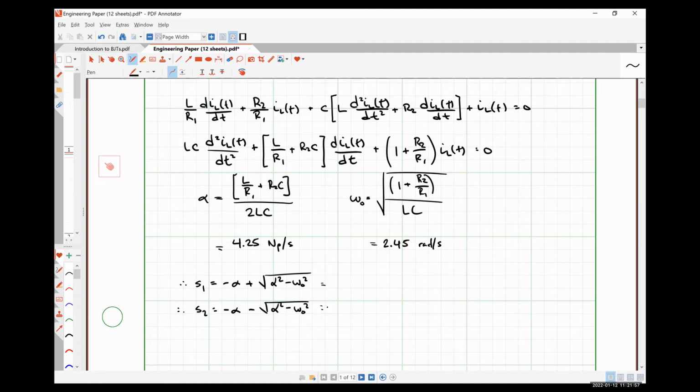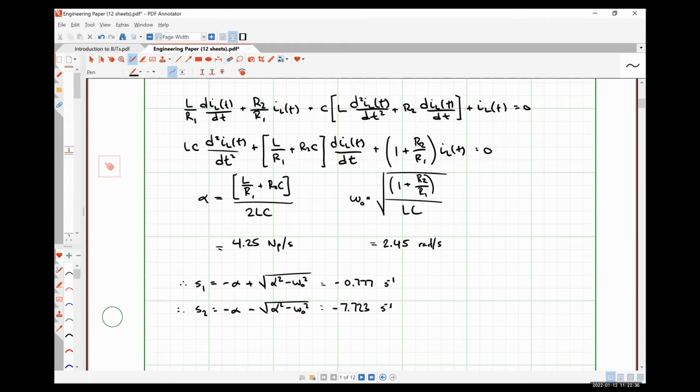And so I get negative 0.777 per second for S1. And negative 7.723 per second for S2. We all on the same page here? Okay.